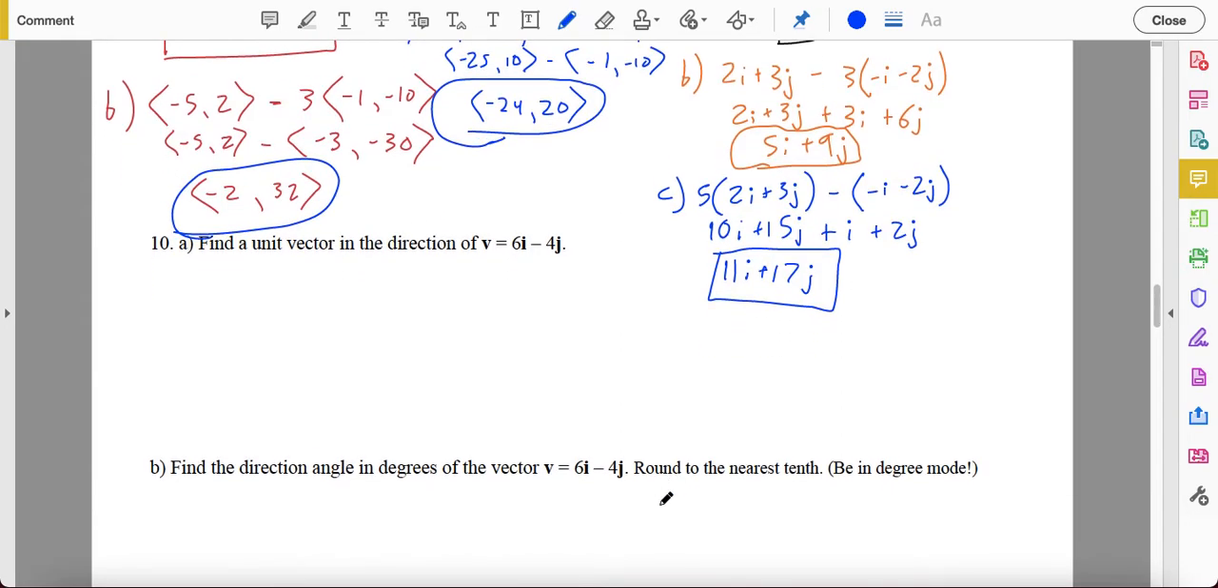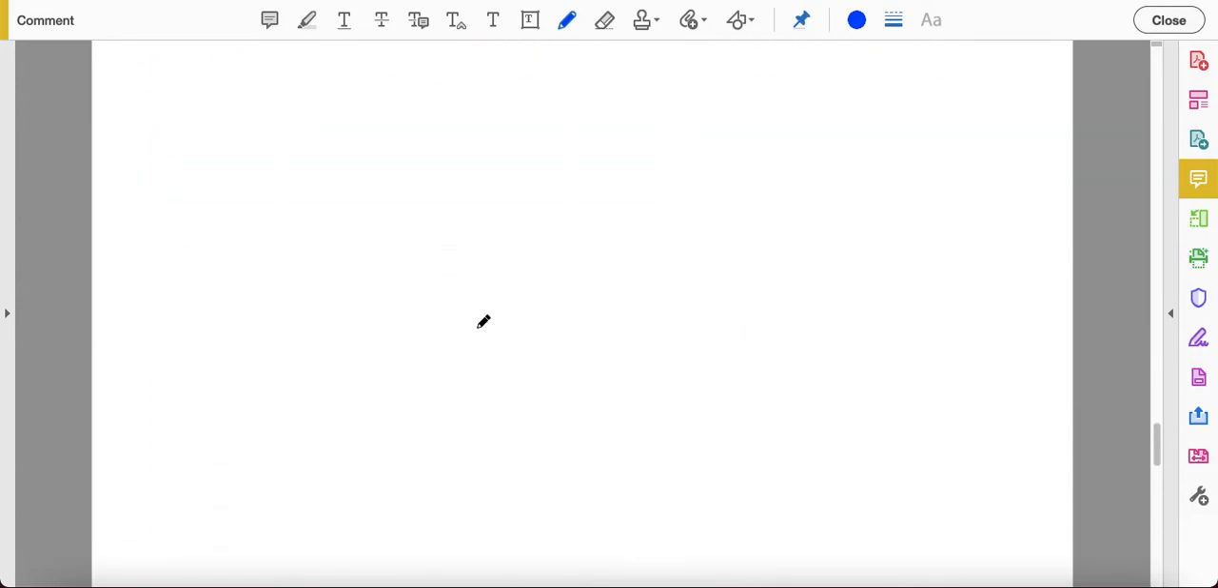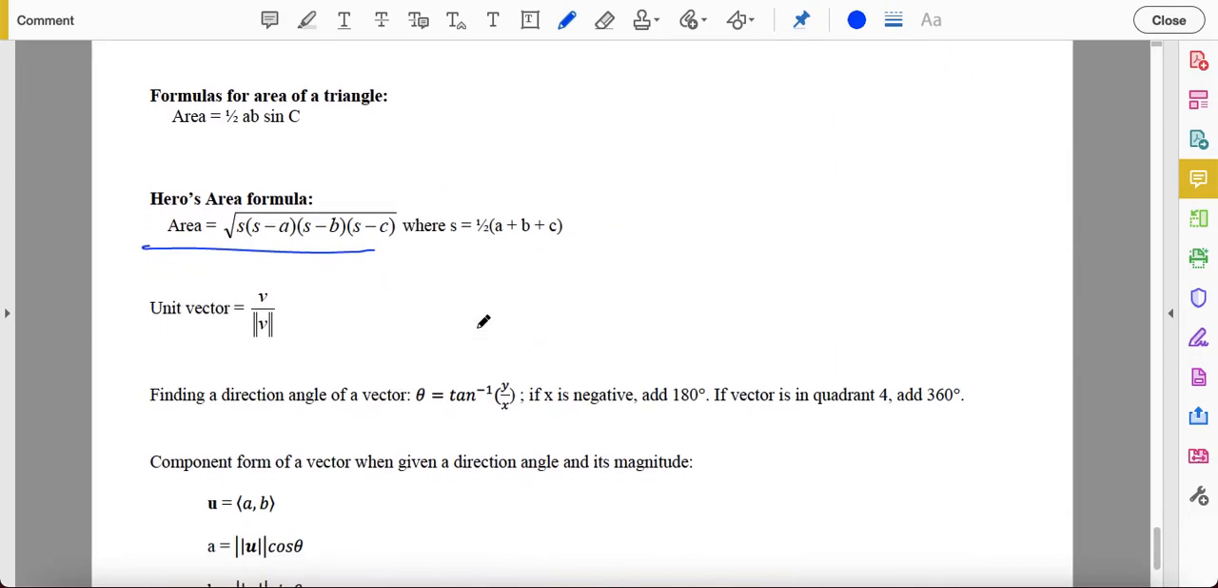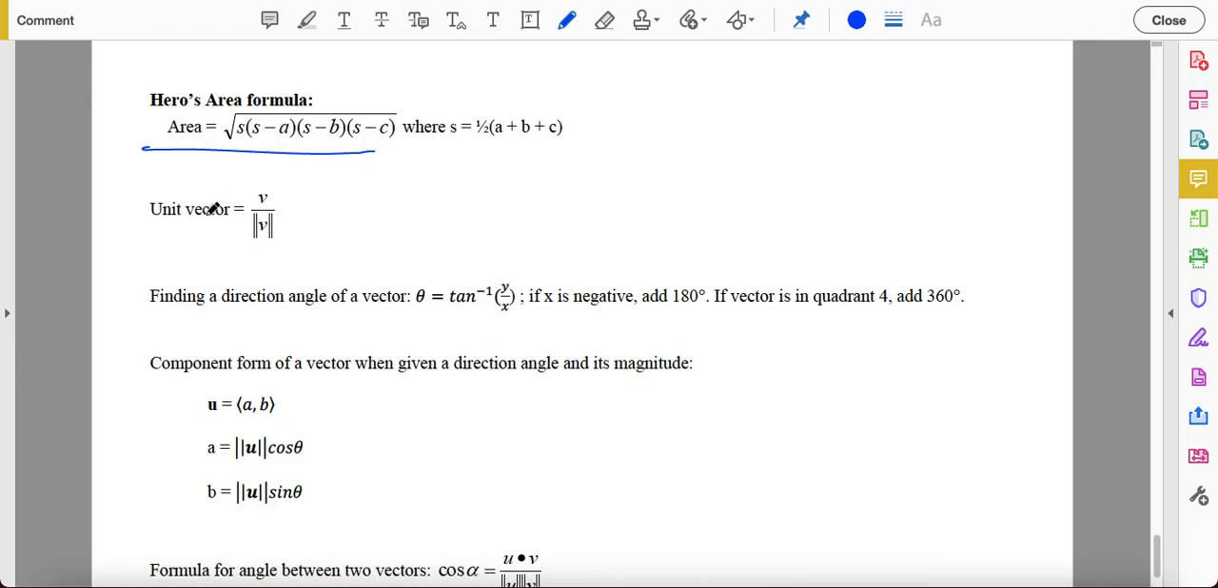Okay, so finding a unit vector in the direction of 6i minus 4j. Now remember, a unit vector is just a vector that has a magnitude of 1 that's in the direction of this vector. Now, magnitude, remember, that's the length of the hypotenuse. And we do have a formula for a unit vector. It is right here.